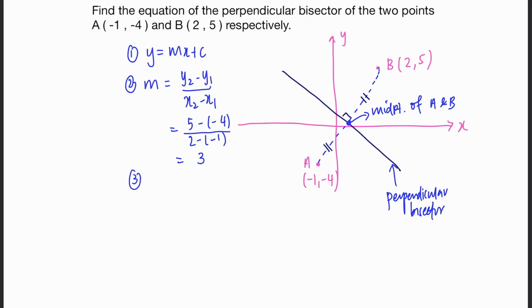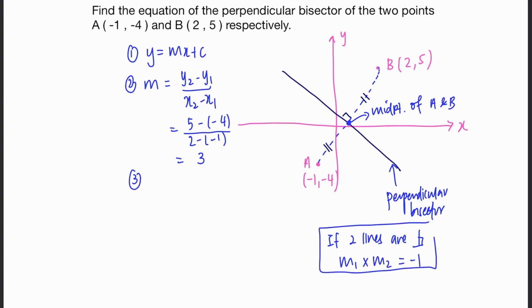Next step, we're going to find the gradient of the perpendicular bisector. So recall that if two lines are perpendicular, the multiplication of the gradients will be equal to -1. So therefore the gradient of the perpendicular bisector will be -1 over 3.